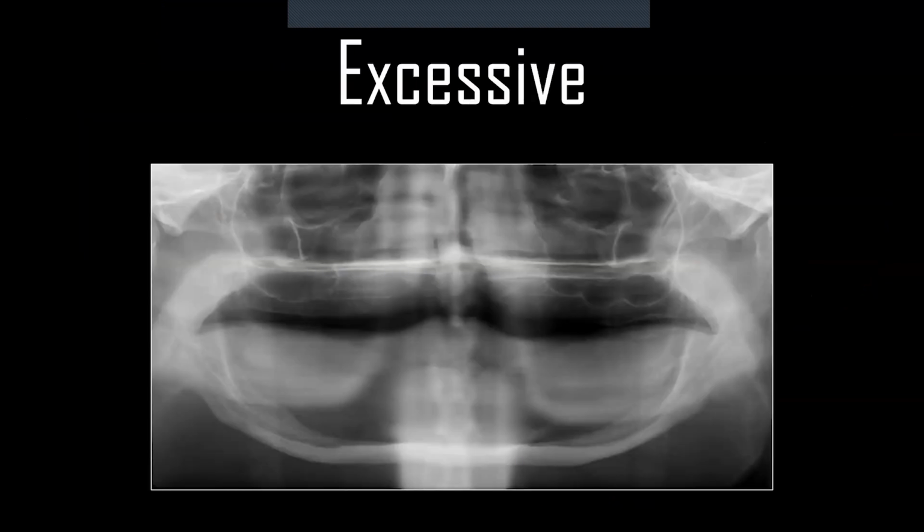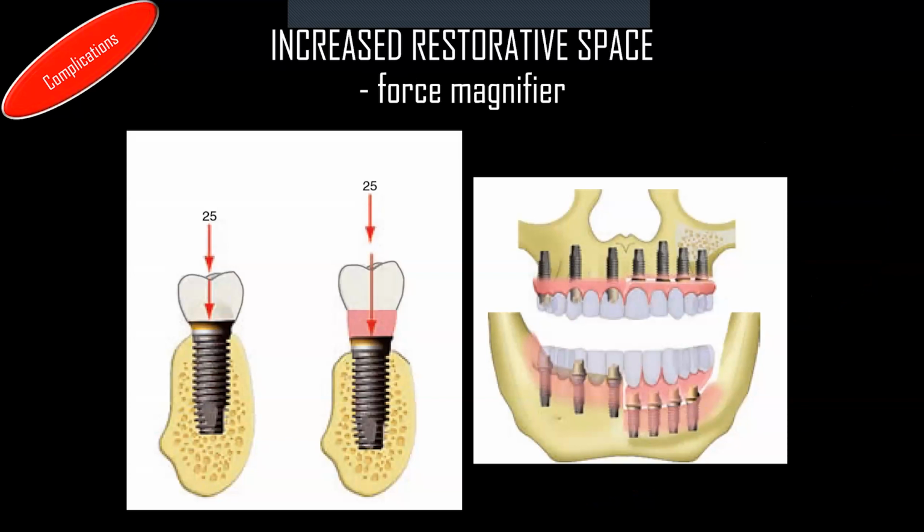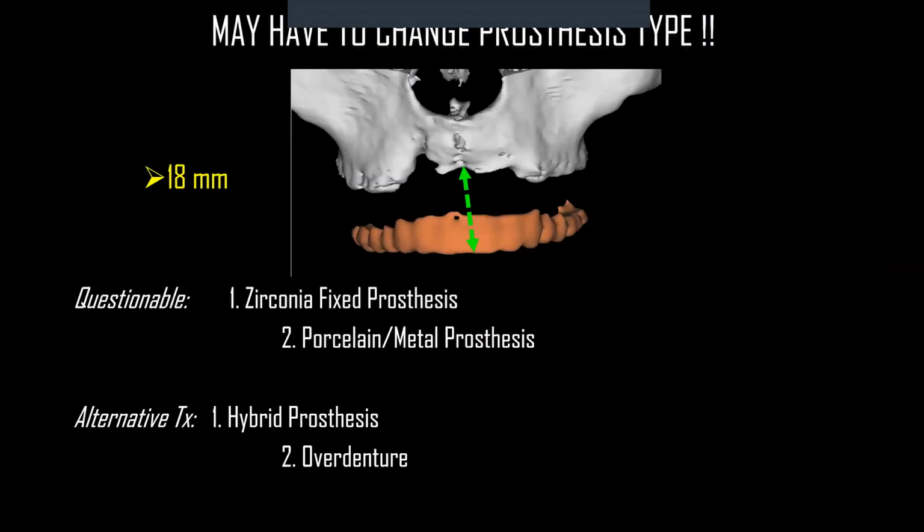We also have complications with excessive space. Somebody comes in and it's just going to be a huge prosthesis. We have increased force, which is going to translate not only to the restoration, but also the implant. The longer the cantilever from where the tooth is to where the implant is, the more excess force on that implant. It may cause us to actually change the restoration, where instead of doing a full arch zirconia restoration, we're going to be doing a removable prosthesis.